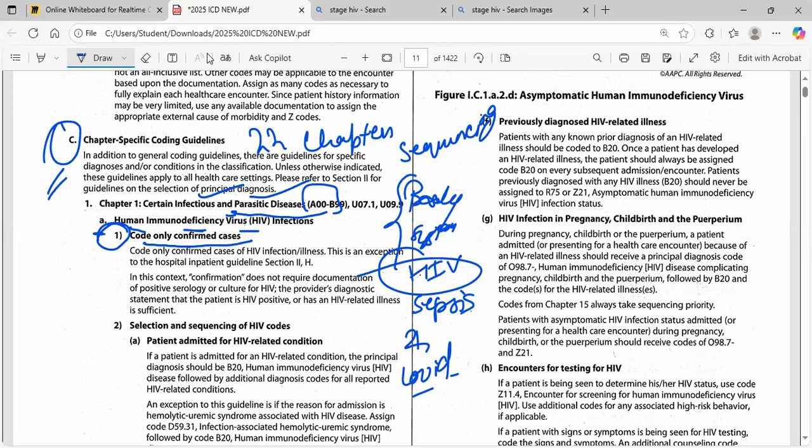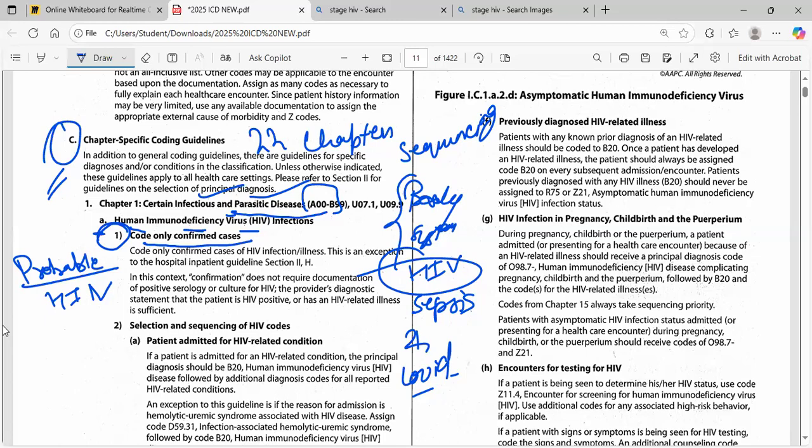Although we don't need to review the lab results or the imaging results, we have to verify the confirmation from the provider's diagnostic statement only. But if the doctor says that the patient had probable HIV, you are not going to code the probable HIV because it is not confirmed yet. So if it is confirmed, then only we code. If it is not confirmed, we are not going to code the HIV.